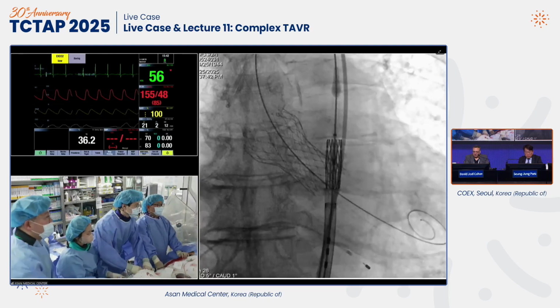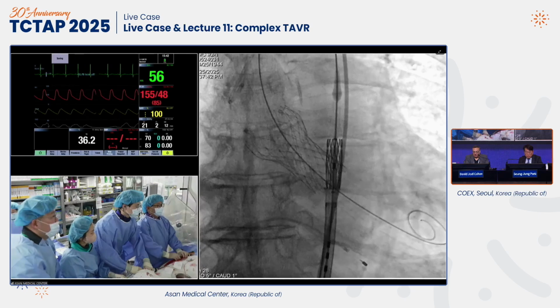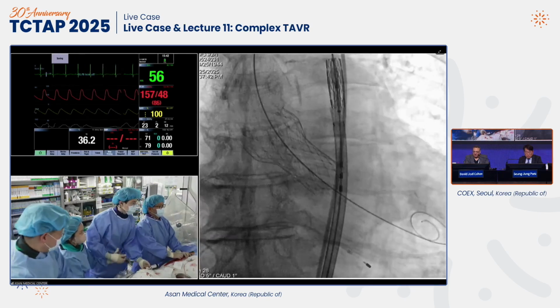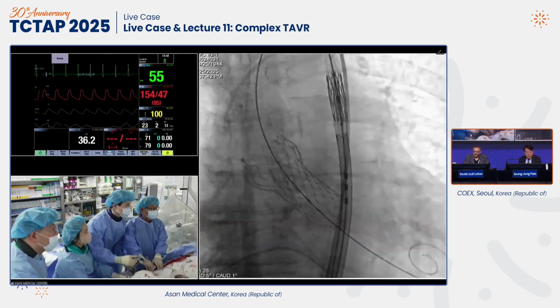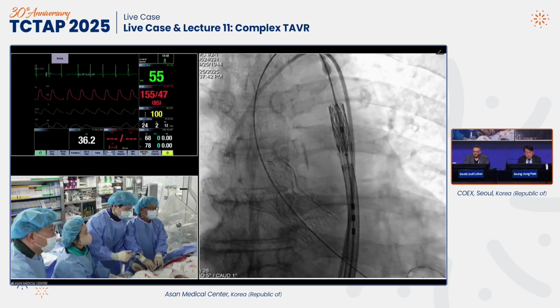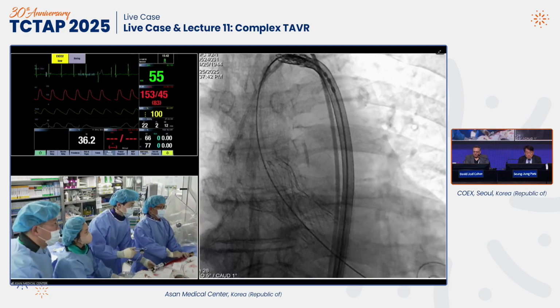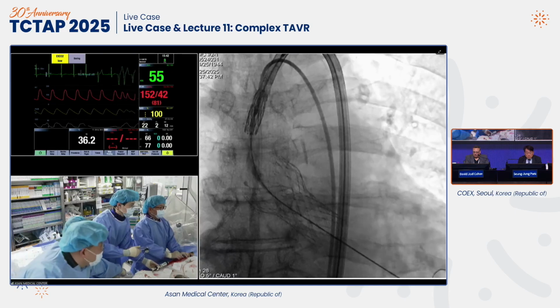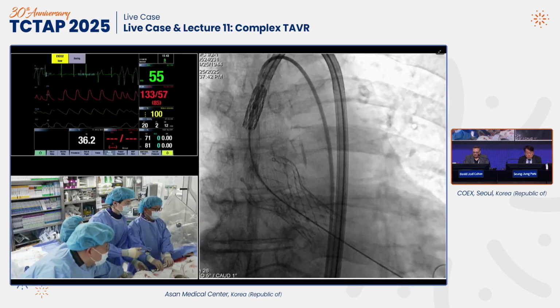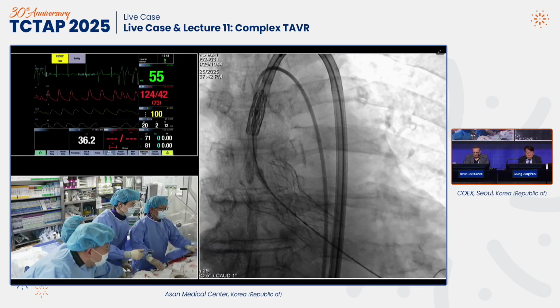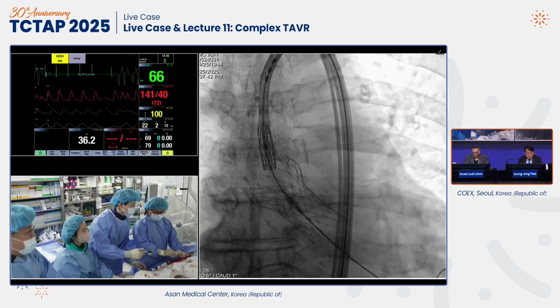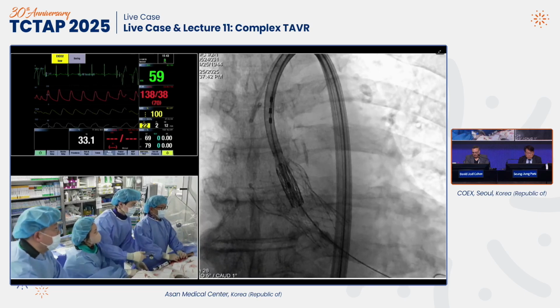Obviously these days we like to use the Ultra Resilia, especially in something like this where it's a smaller valve and we're worried about the gradients, but if it's not available, it's not available. So in the valve-in-valve procedure, actually we don't need the contrast test during the valve implantation. So wire, keep the wire.